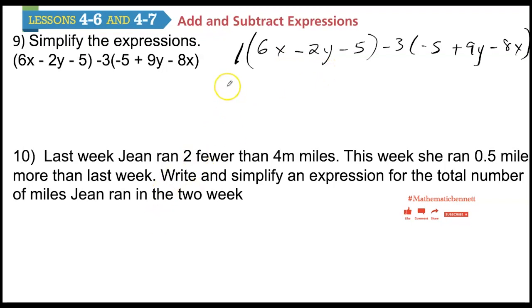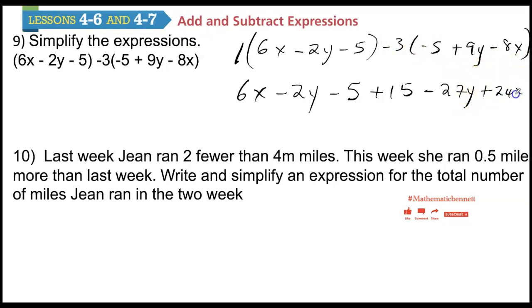1 times 6x would give us 6x. 1 times -2y gives us -2y. 1 times -5 gives us -5. -3 times -5 gives us positive 15. -3 times positive 9y will give us -27y. -3 times -8x gives us positive 24x.